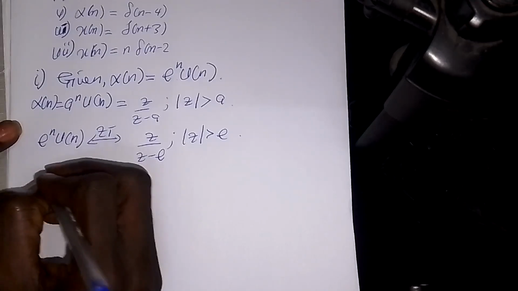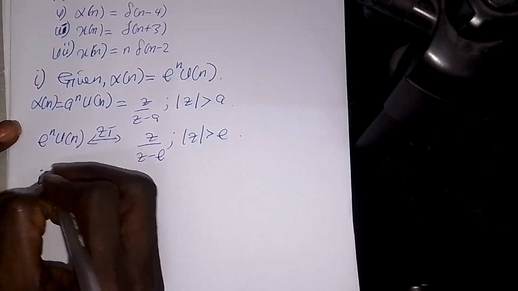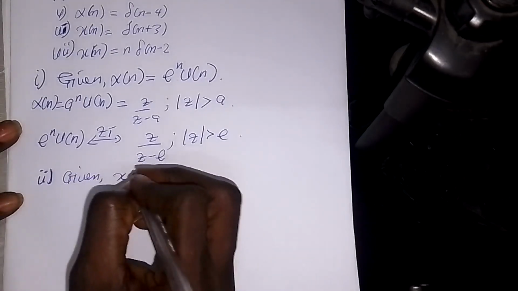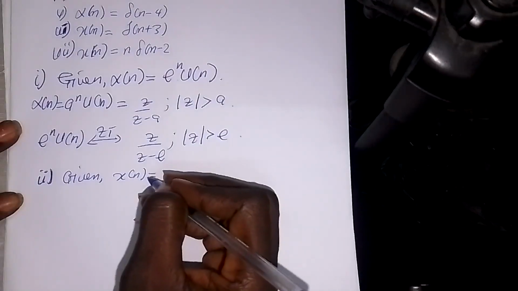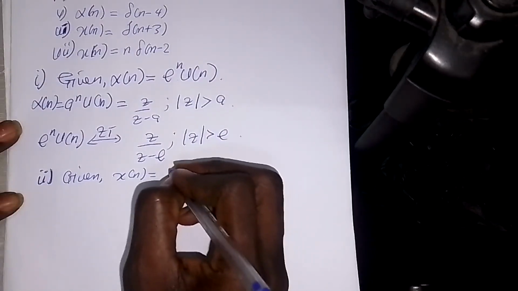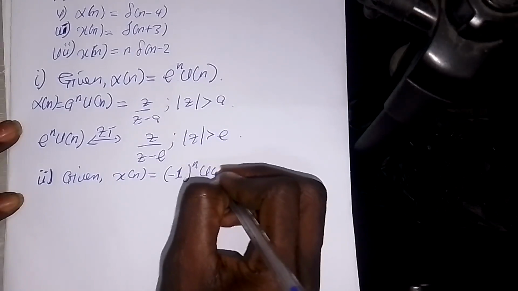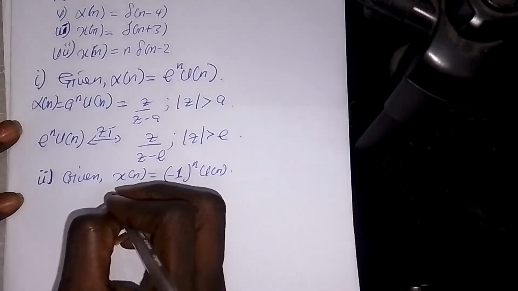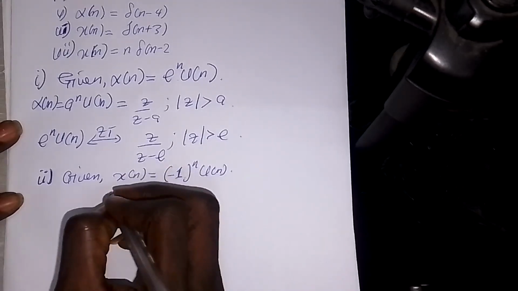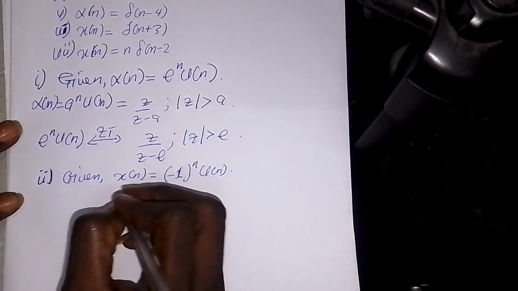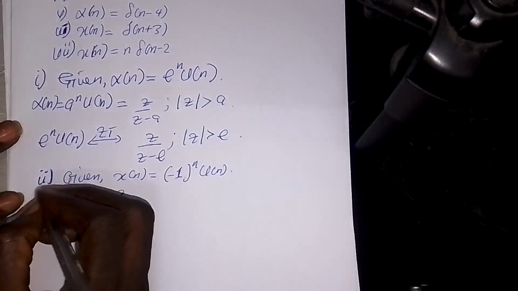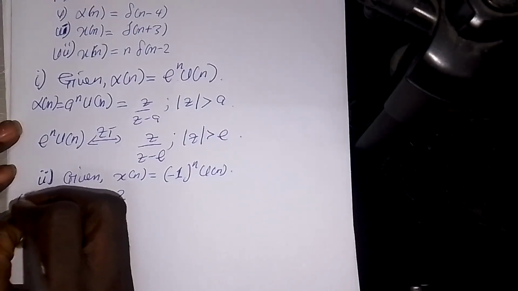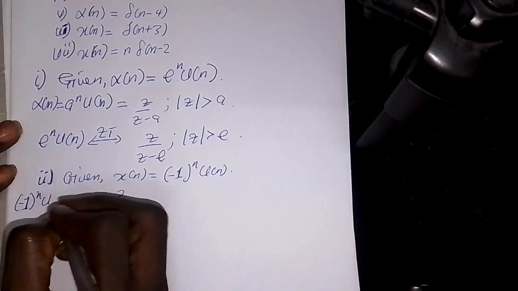So in the second one, we are given x of n equals minus 1 to the n u of n. If we have a signal like this, then likening it to our earlier knowledge, we can just find the Z transform of minus 1 to the n u of n.